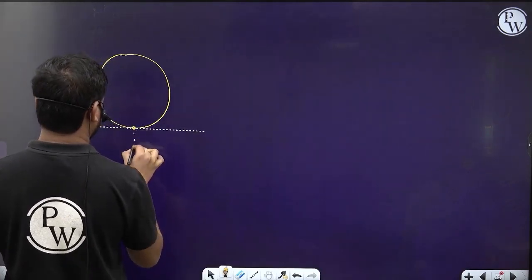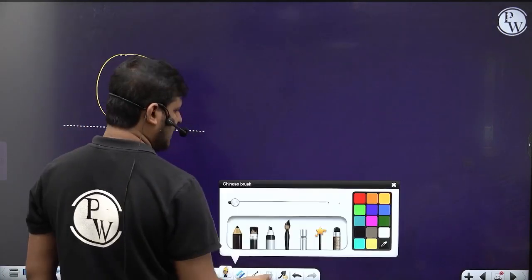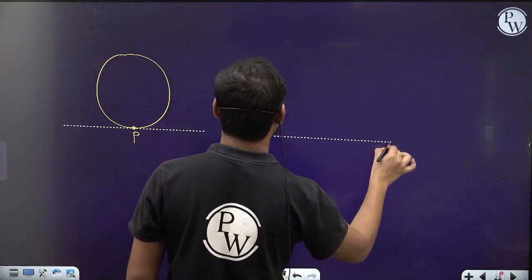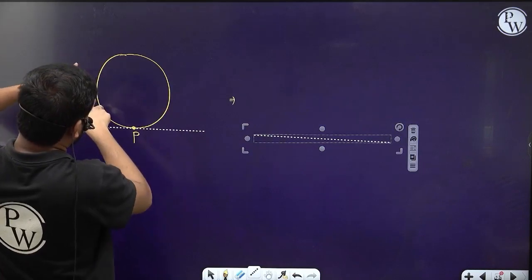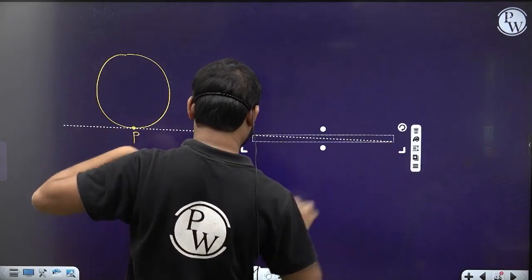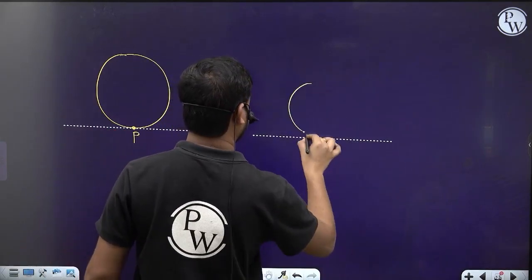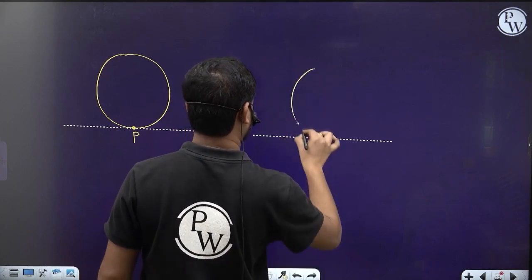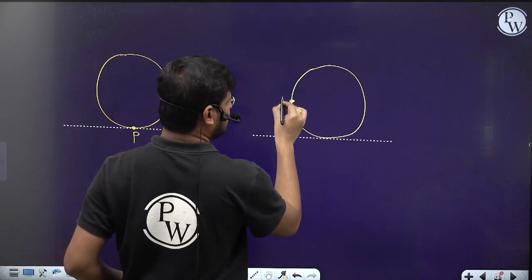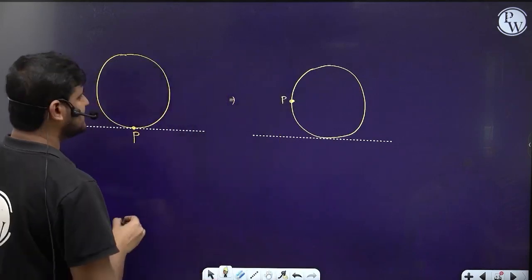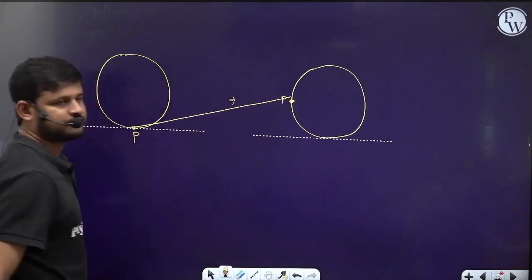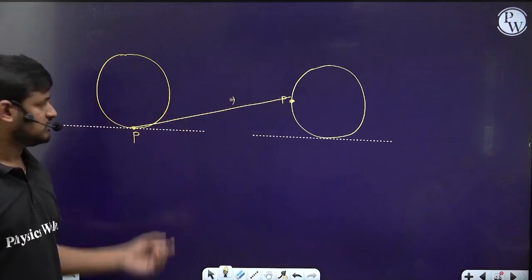So there is a bottommost point. Let it be point P. Now, after some time, as the wheel rotates, this point will reach somewhere around here. So now what is the displacement they are asking? From here to here, what is the displacement moved by the particle, the bottommost particle?